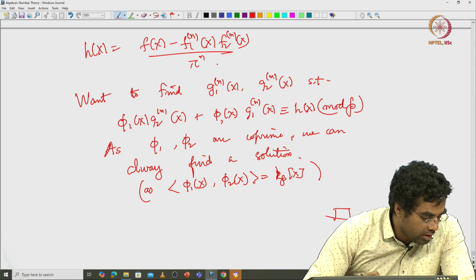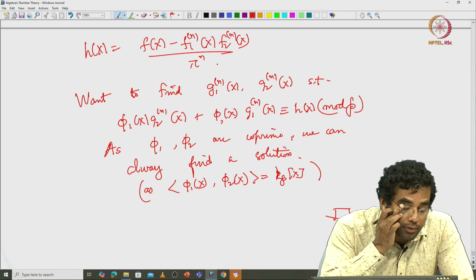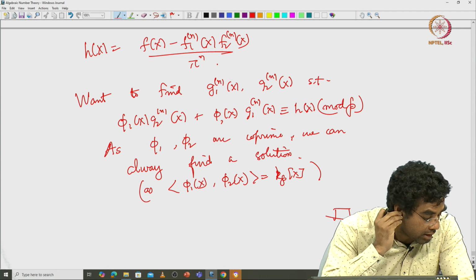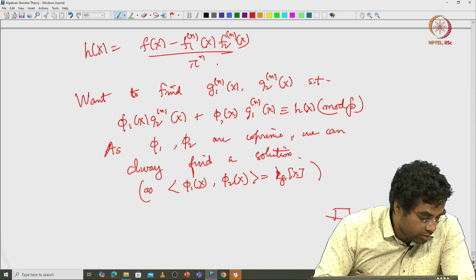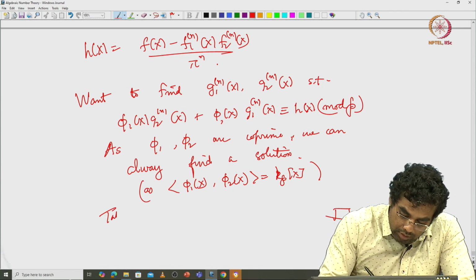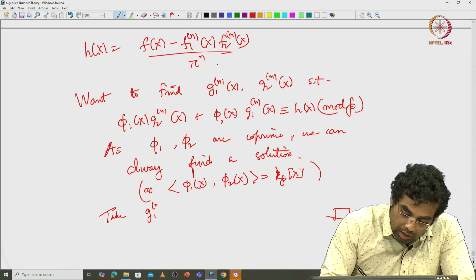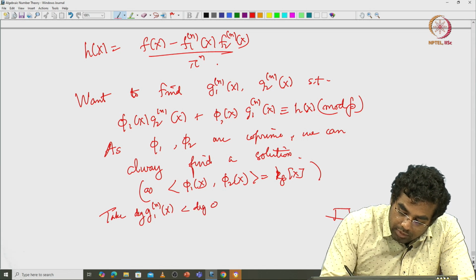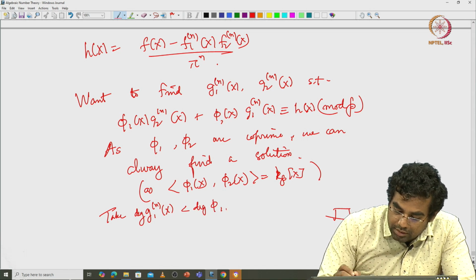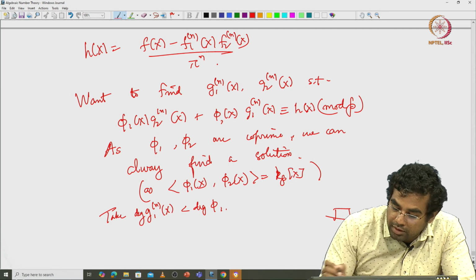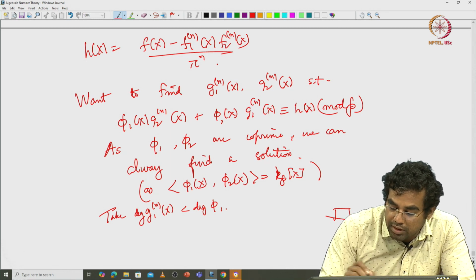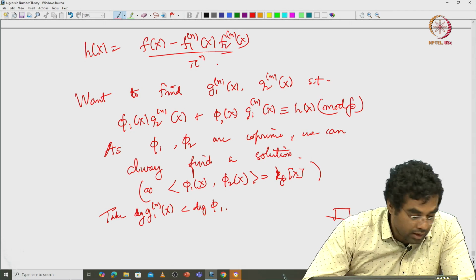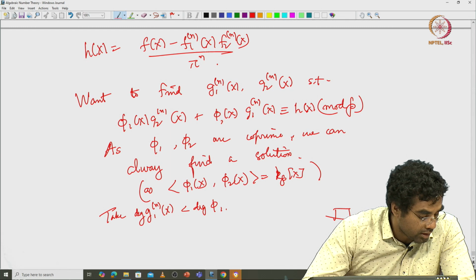The only thing to verify is that the degree of f1 n plus 1 is the same as the degree of phi 1. For that we could always take g1 n of x with degree strictly less than the degree of phi 1. As long as we do this, we can take a lift such that this happens, and then we are fine. The remaining part I will leave as an exercise for you to figure out.